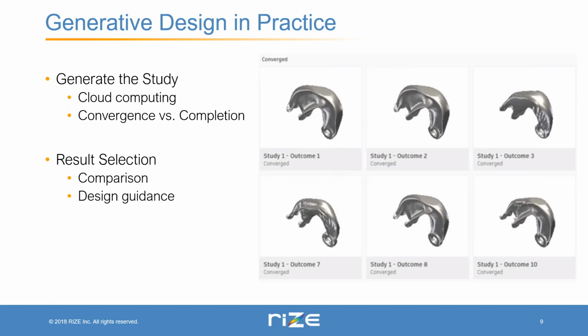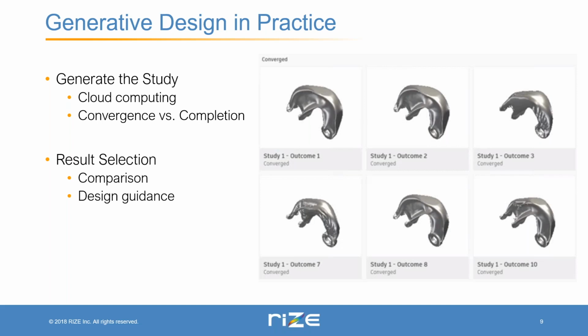So once you have the set of possible solutions, you want to go through them and maybe compare which ones are going to be most appropriate for your method of manufacturing, or most appropriate for maybe some other factors that you're aware of that you didn't include in the study.